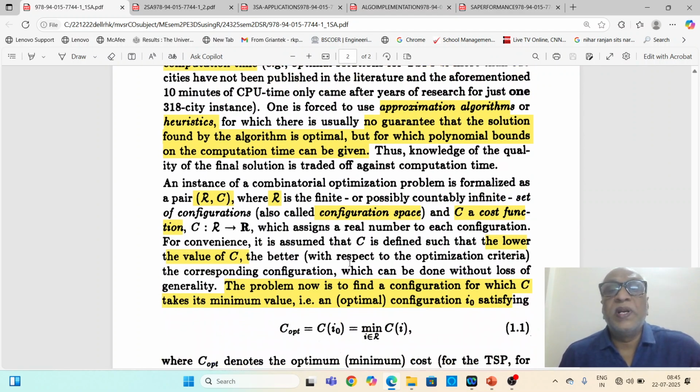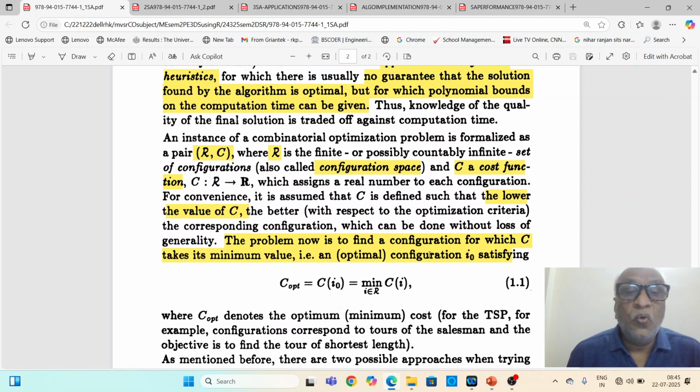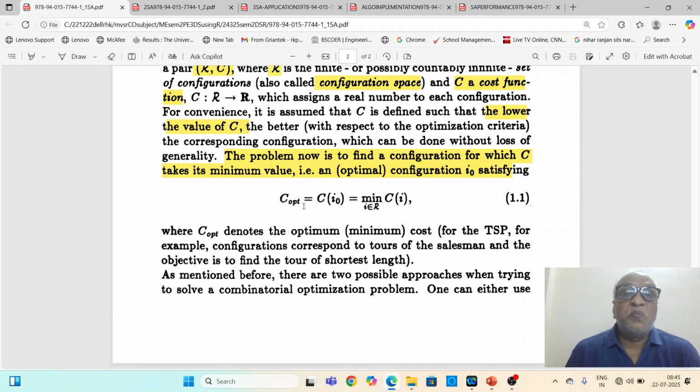Let us formulate this combinatorial optimization problem with a pair (R, C), where R is a finite set of configurations called the configuration space and C is a cost function. It assigns a real number to each configuration. What is optimum C? The lower value of C. The lower, the better. What is the problem now? The problem now is to find a configuration for which C takes its minimum value. That is, an optimal configuration i_opt satisfying C_opt = C(i_opt), which is equal to the minimum of C(i).